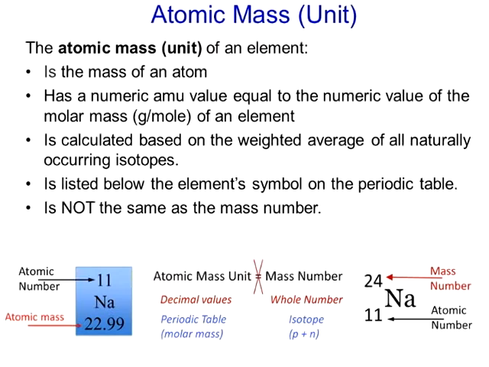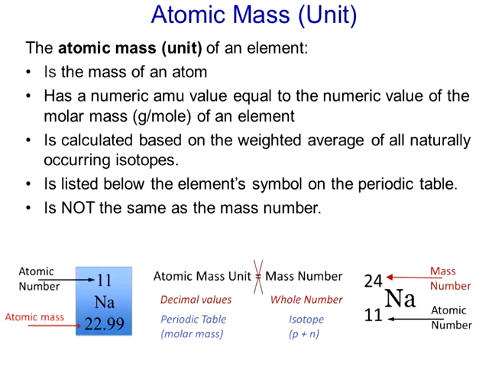The atomic mass of an element is listed below the element symbol on the periodic table. That's typically where you find it. However, in some newer periodic tables, that's not the case. It could be off to the side. But generally speaking, it will look something like what's shown in this slide. You'll have the atomic number, the symbol, and the atomic mass on the periodic table.